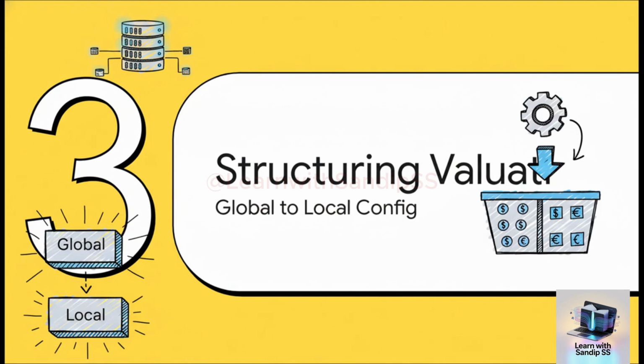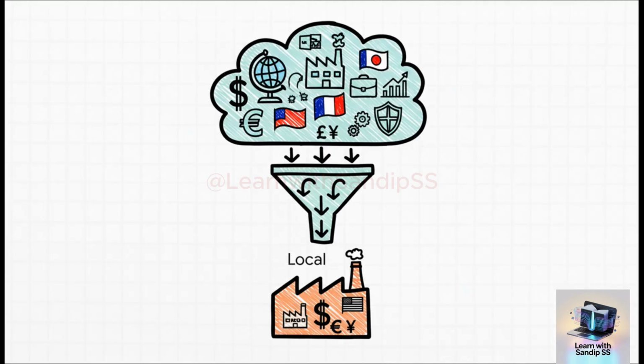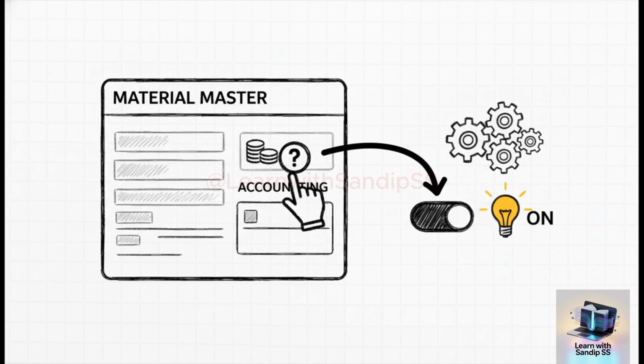So we get the concepts. Now let's talk about how this is actually structured inside the SAP system. It's a really smart two-tiered setup. First, at the global level, what we call the client level, you define all the possible valuation categories and types your entire company might ever need. Think of it like creating a master list. Then you go down to the local level, like a specific plant, and you just activate the ones you actually need there. This gives you a consistent framework for the whole company, but keeps things clean and simple at each individual location.